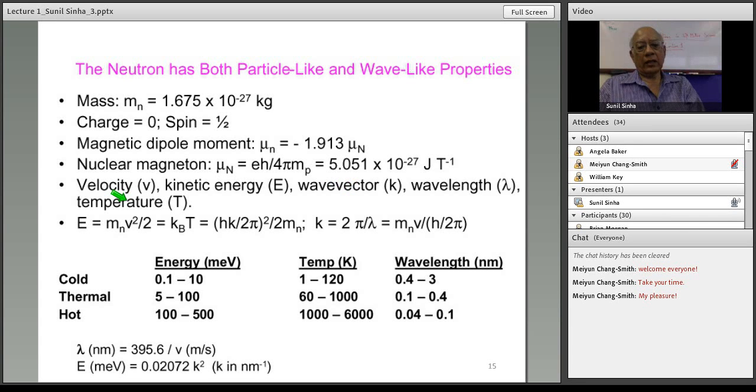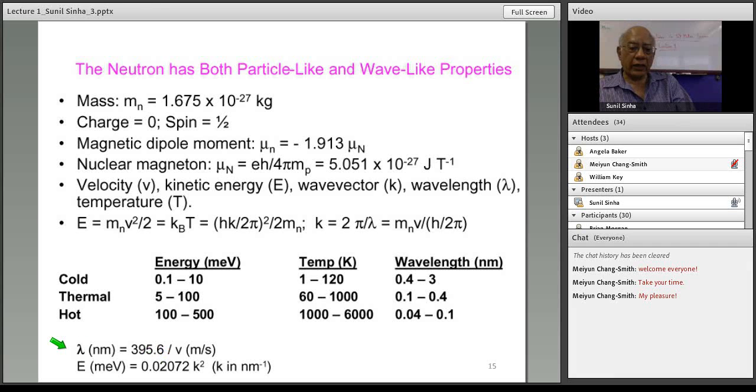You can think of the energy as defining a characteristic temperature T by E equals Boltzmann constant times T. The relations, of course, are those of non-relativistic classical mechanics, that the energy is 1/2 mv squared, and so that's kT, the characteristic temperature. In the quantum mechanical wave representation, it's also h bar k whole squared over twice the mass of the neutron. This is the momentum squared of the neutron, h bar k, where k is 2 pi over lambda and is the wave vector of the neutron. So you can see from this equation that the wavelength of a neutron is inversely proportional to its velocity. And in fact, the conversion factor is given here.